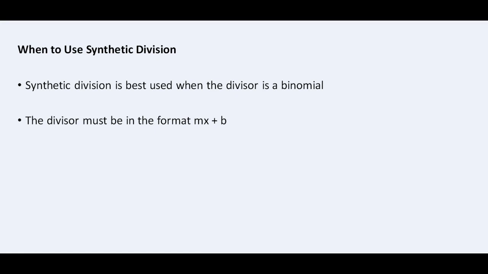Synthetic division is only useful if your divisor is a binomial. So that means your divisor is in the form mx plus b. So for example, you have a situation where you have 2x squared minus 3x plus 2. What we're saying here is that your divisor must be in the form 2x plus 3, in that form, like a straight line, mx plus b.